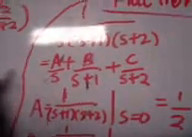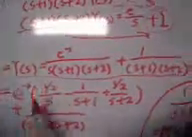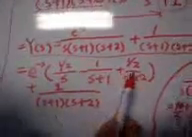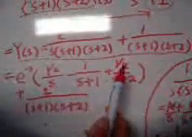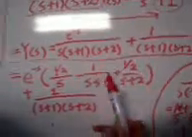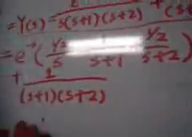Therefore, A equals to half, B equals to minus 1, and C equals to half. After we get the partial fraction equation, we can apply inverse Laplace on the whole equation.